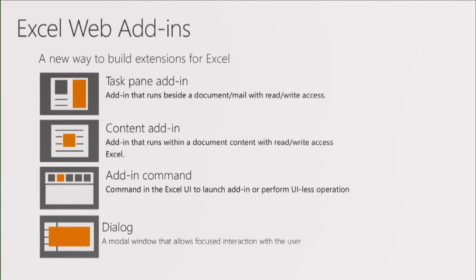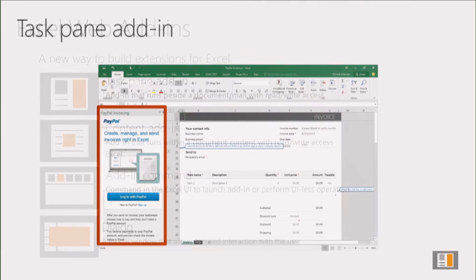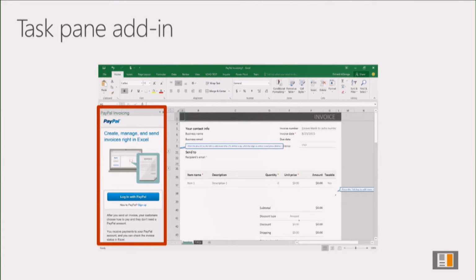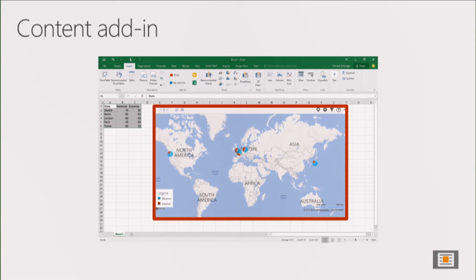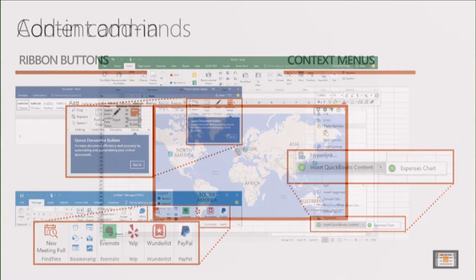So there are 4 types of user extension that I want to highlight: task pane, content, add-in commands, and dialog. And I have a few examples of how they look. Here's an example of the PayPal task pane add-in that interacts with the Excel document to create invoices. Here's an example of the Bing Maps content add-in, which is a floating content window that interacts with a range within the workbook and maps it.